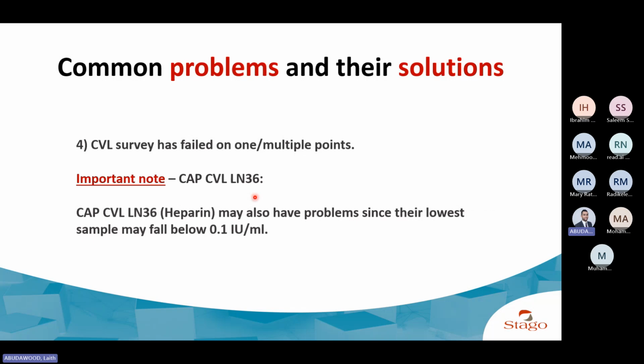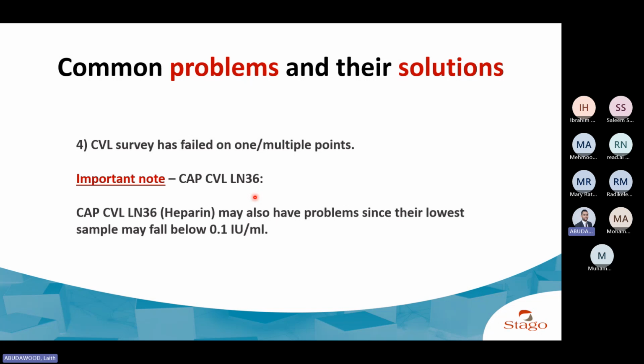The second one is a survey called LN36. Again, it's CAP CVL. This one is for heparin, specifically unfractionated heparin and low molecular weight heparin. The issue will be mostly with the lowest dilution, the lowest concentration, sorry. Now, what's the exact issue with this one? The lowest concentration from CAP comes at a dilution that is below 0.1 IU per ml. Our system does not report heparin below that because your printout limits are 0.1.